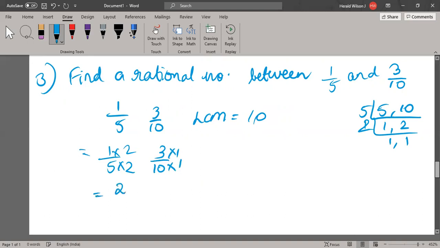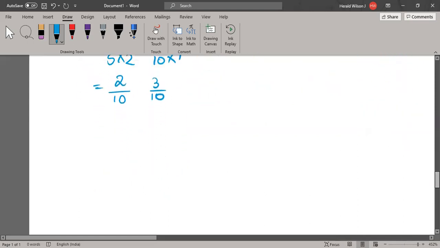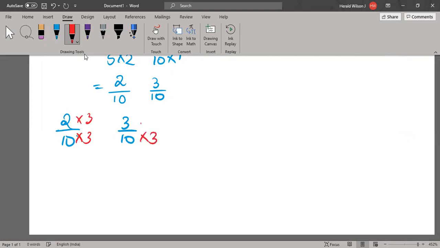Now next is 2 by 10 and 3 by 10. Now what you need to do next? Multiply the numerator and denominator of both rational numbers with a number depending on the question. So 2 by 10, 3 by 10, I'm going to multiply this with 3. I think 3 is my lucky number. I'm just kidding. It could be anything depending on your question or your choice. So now a rational number between these, I'm just going to take 8 by 30.